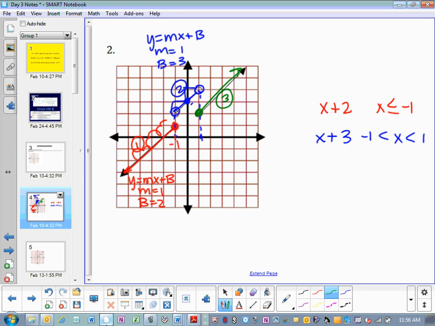All right, guys, help me out. Piece number 2. What's the equation for my third piece? Y equals x plus 1. X plus 1. And the parameters for that part? X is greater than or equal to 1.